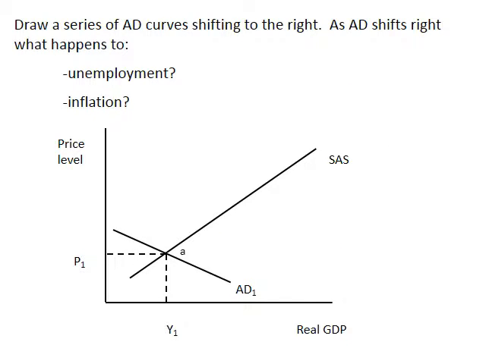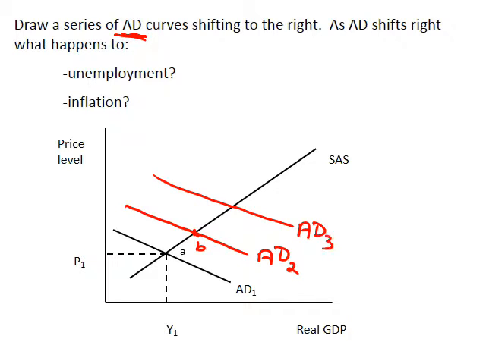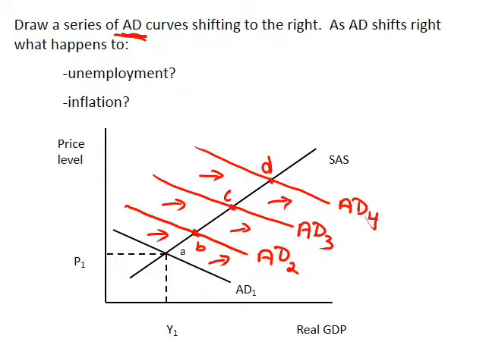Let's draw a series of AD curves shifting to the right. And as AD shifts right, let's look at what happens to unemployment and inflation. So what I'd like to emphasize before we do this is that we are looking at this point with AD shifting. So let's draw this as AD2, call this point B. AD3, call this point C, and let's say one last one. AD4, point D, and we're shifting each time to the right. So we're going from A to B to C to D.